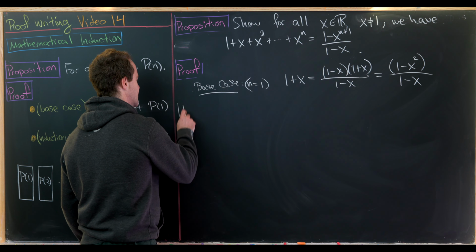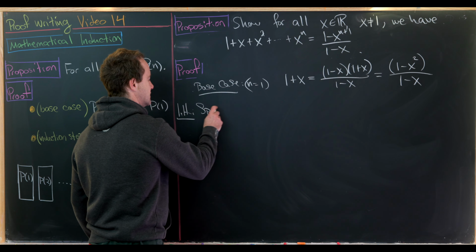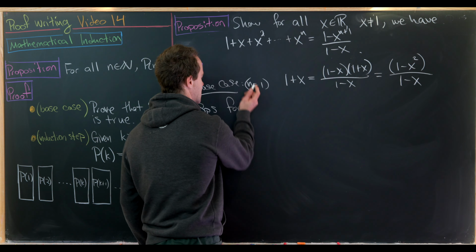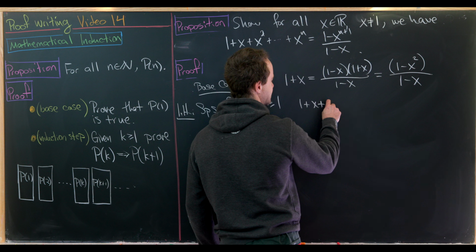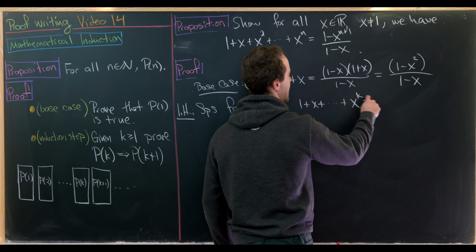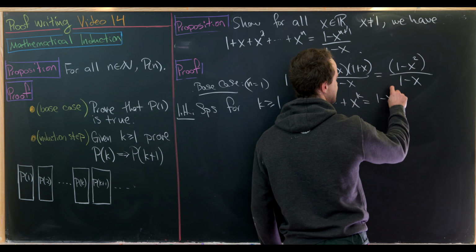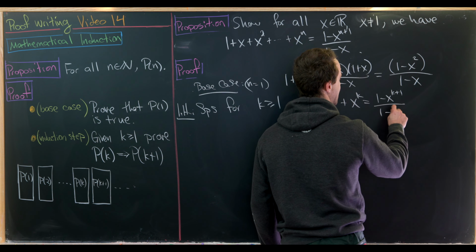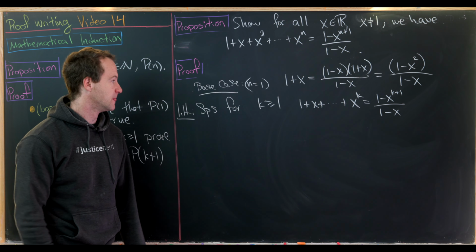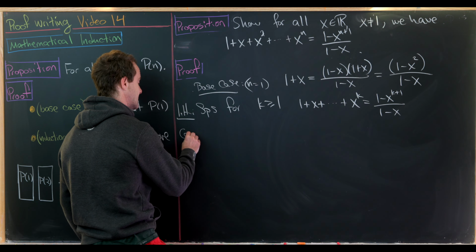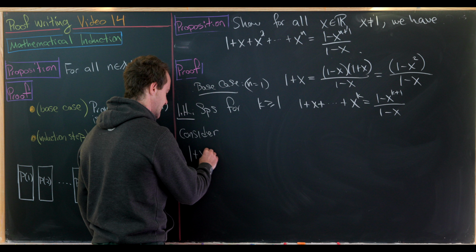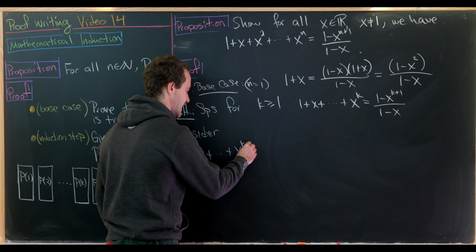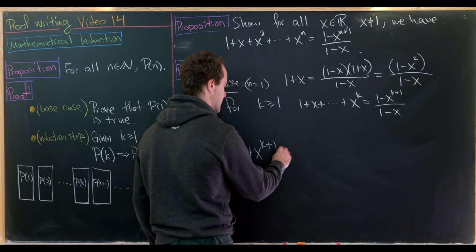Now let's make our induction hypothesis. So let's suppose for some k bigger than or equal to 1, we have 1 plus x plus up to x to the k is equal to 1 minus x to the k plus 1 over 1 minus x. Okay, good. Now let's consider the next case. So our next case will be the sum 1 plus x plus up to x to the k plus x to the k plus 1.